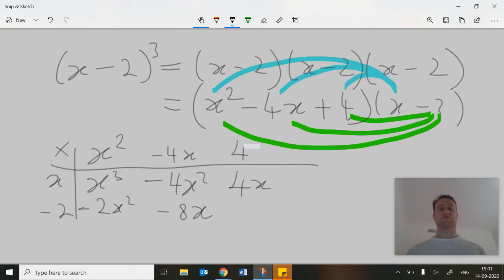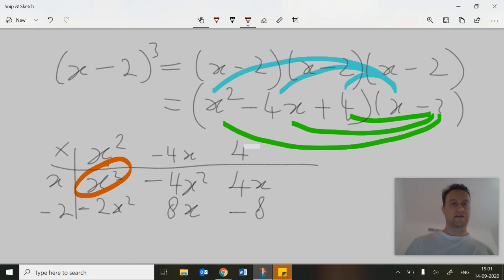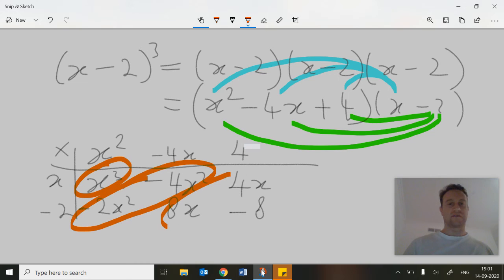Oh, no, that's wrong. Minus times minus brings us back to plus 8, and it's just one x involved there, and then no x is involved here, minus 2 times by 4, so that's minus 8. Okay, right, so now what I'm going to do is I'm going to add along my diagonals. So I'm going to add along these diagonals here.